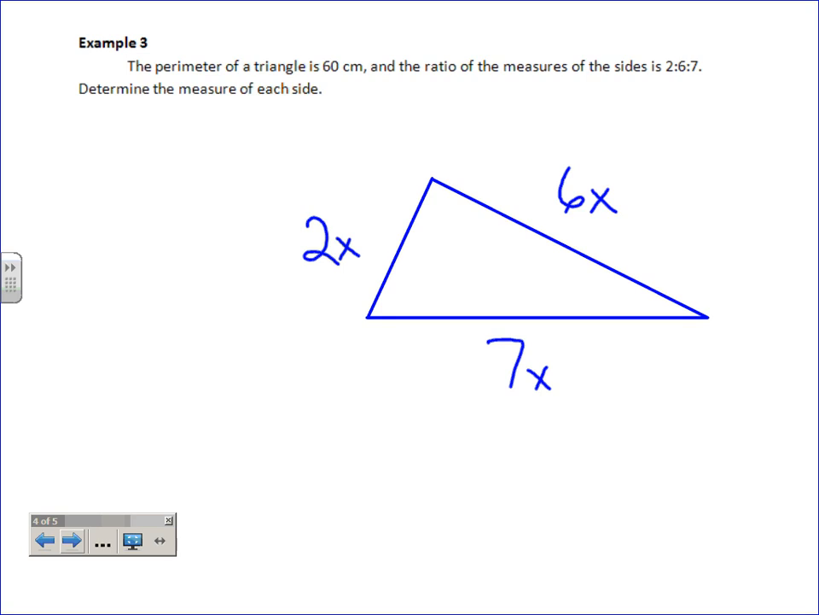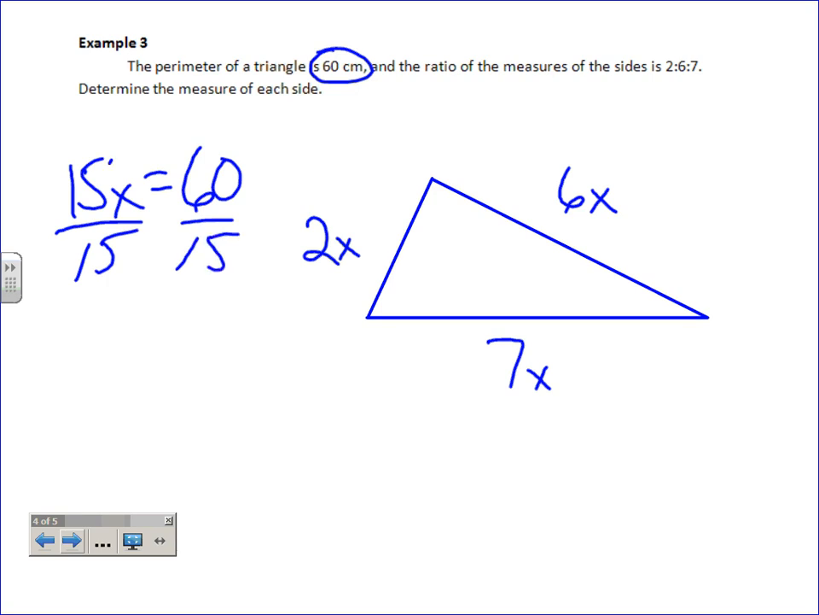Because now I can figure out the perimeter algebraically. We already know the perimeter numerically. So what is the perimeter algebraically? Well, you take 2x, and you add 6x, and you add 7x. How many x's are we looking at? So there's 15 x's. That's the perimeter as far as algebra is concerned. The perimeter as far as numbers is concerned is 60. So we can solve for x quite simply by dividing by 15. So x ends up being, now it's for the answer to the question.